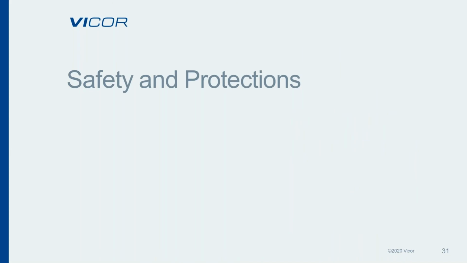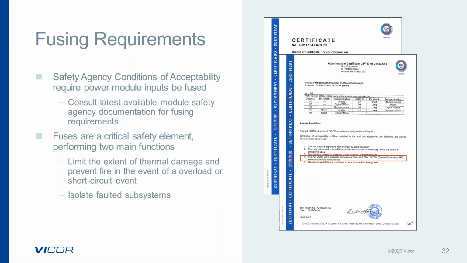Safety precautions. Many of the DC to DC converters are UL recognized, and as such they have conditions of acceptability. And part of the conditions of acceptability is that there is typically a fuse required within the system close to the DC to DC converter. Many of the certificates are available at the manufacturer, so we can actually take a look at what's required to meet those UL conditions of acceptability: what type of fuse, the placement of the fuse, and just to make sure that we meet those conditions.